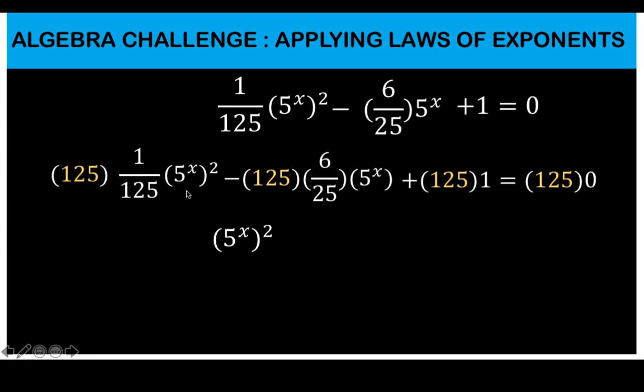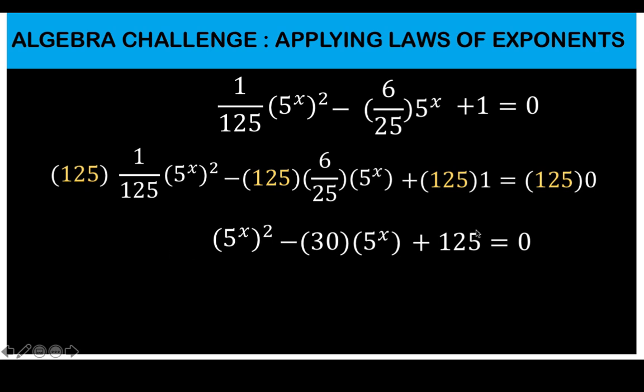So the first term is now simplified as 5 raised to x, all raised to the second. 125 divided by 25 equals 5, times 6 equals 30. Then copy 5 raised to x, copy the minus sign. And of course, 125 times 1 is 125 and 125 times 0 is 0. Notice that you have here 5 raised to x and 5 raised to x. This form is quadratic in form again, because you can think of this 5 raised to x as simply any other variable raised to the second, minus 30 times that variable, plus 125 equals 0, which is exactly quadratic in form.